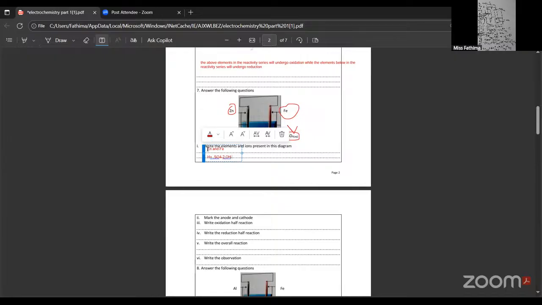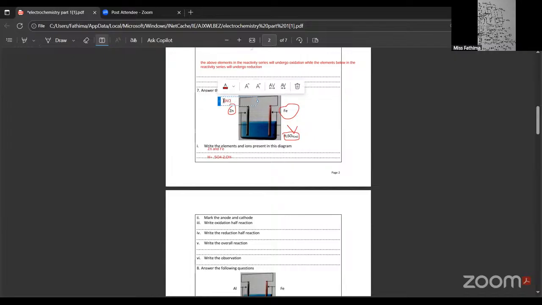Then you have to mark all these ions and elements in the reactivity series. Out of that, zinc is above. Therefore, zinc will undergo oxidation and hydrogen is in the bottom. Therefore, it will undergo reduction. Right? Then you have to mark the anode and cathode. You know that zinc will undergo oxidation. Therefore, zinc is known as the anode.